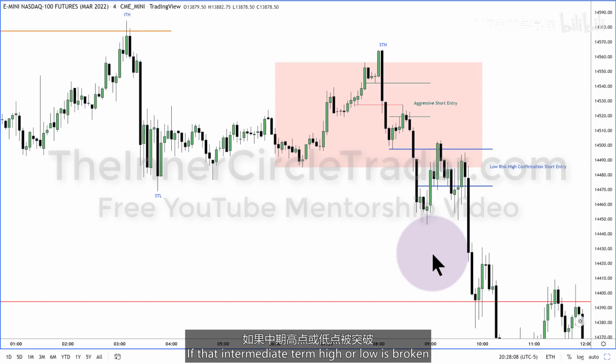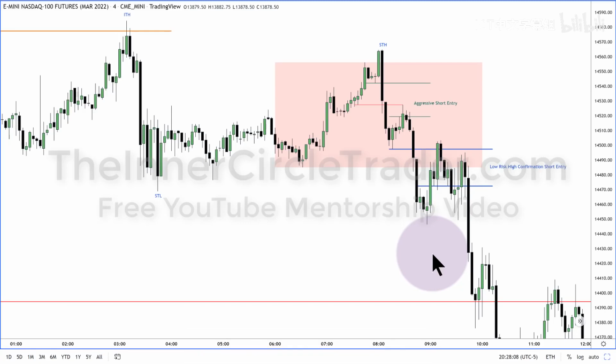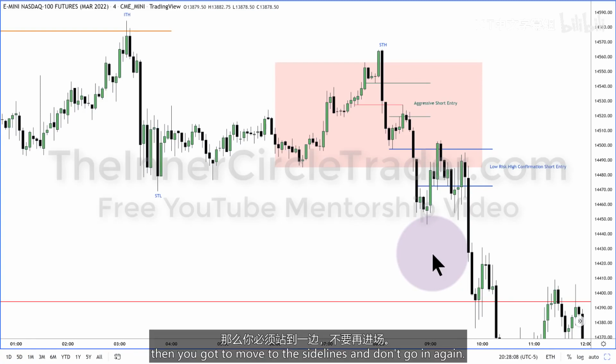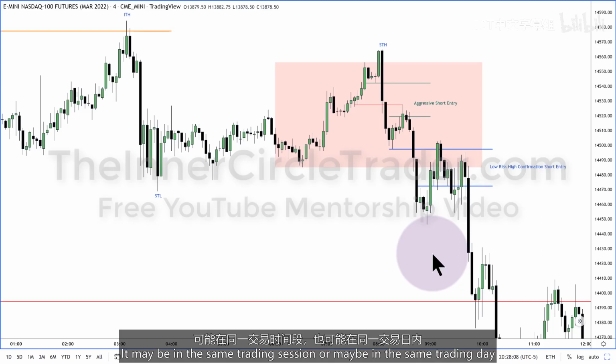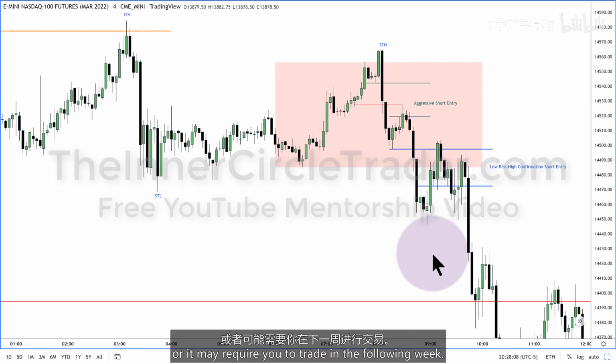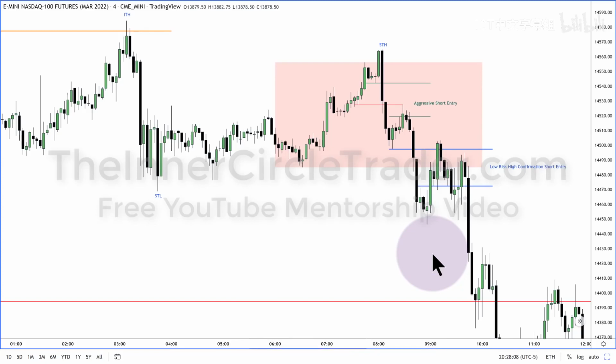If that intermediate term high or low is broken after your trade idea becomes possible, if that intermediate term high is broken and you're bearish, then you've got to move to the sidelines and don't go in again. Wait for more setups in the future. It may be in the same trading session, or it may be in the same trading day, or it may require you to trade in the following week. You just can't force it.